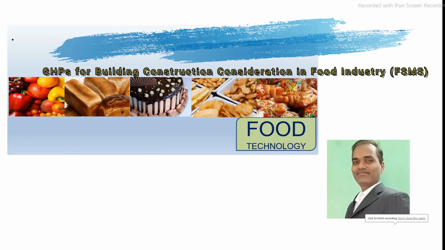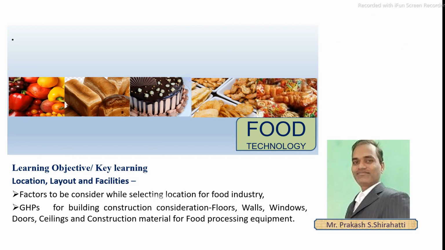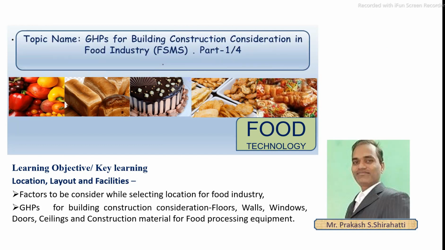I am Prakash Reddy. Today you will learn good hygienic practices with respect to food industry building construction considerations. In this video discussion, you will learn what factors should be considered for the selection of the proper location to set up a food processing industry, and good hygienic practices with respect to building construction, flooring, walls, windows, doors, ceiling, and the construction material used for food processing equipment. All these points are covered in this first part.